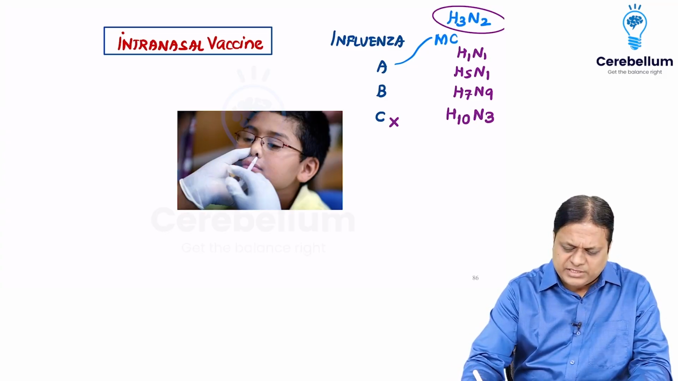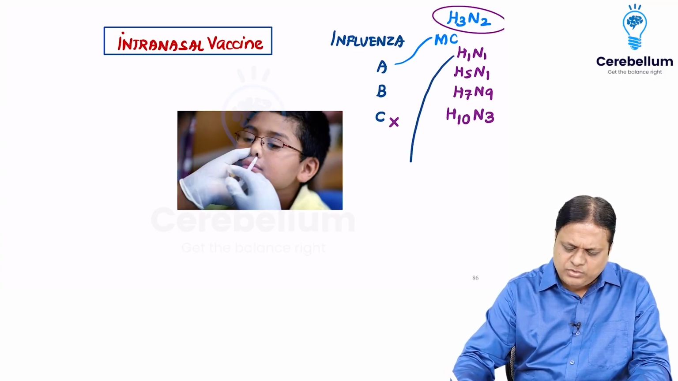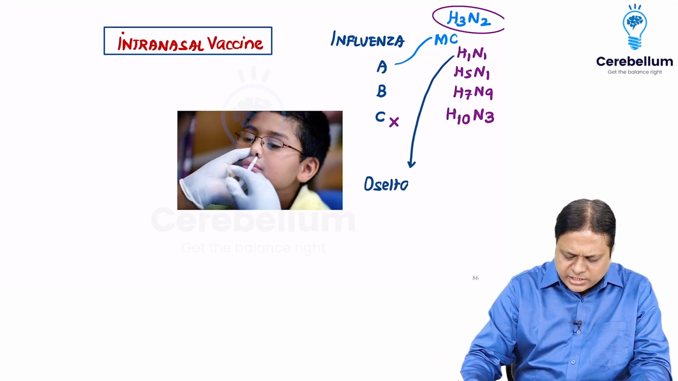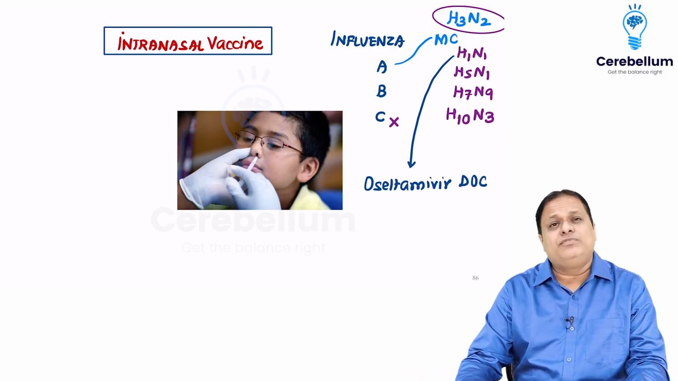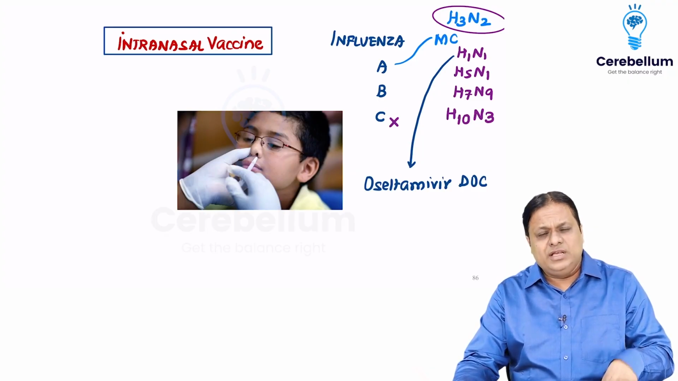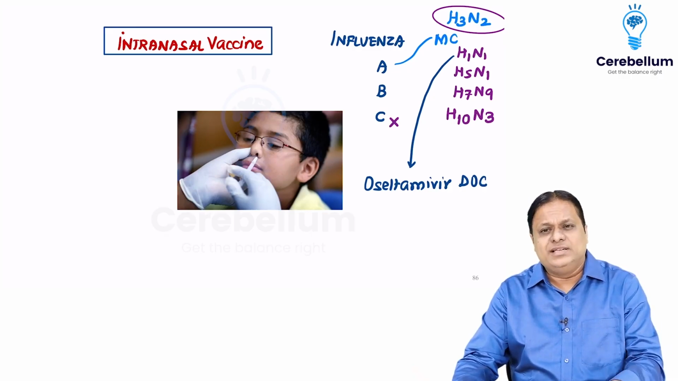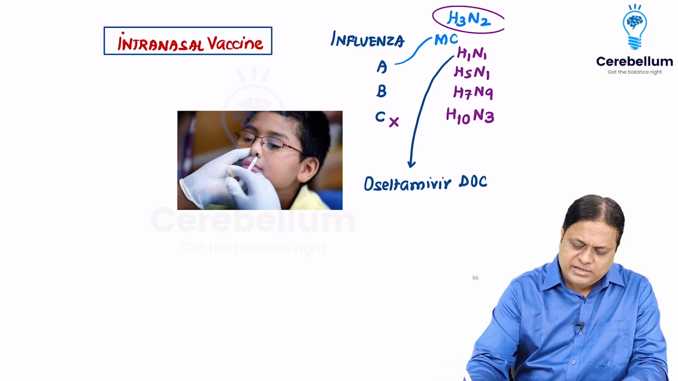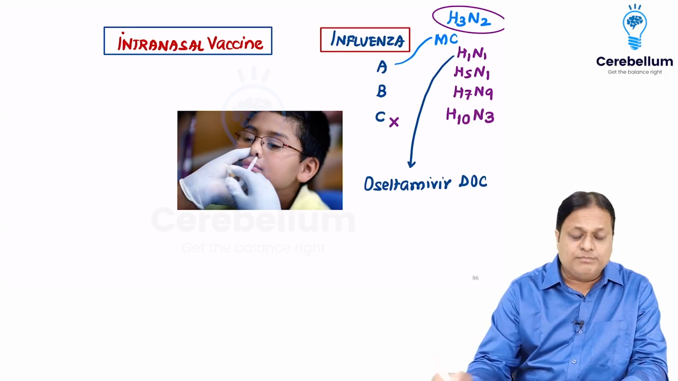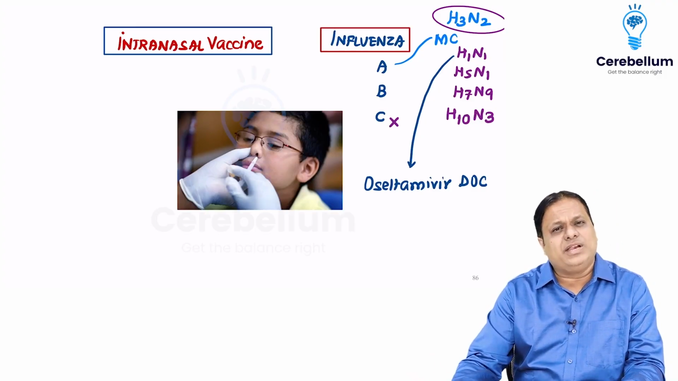When we look at whether it is swine flu or bird flu, the drug of choice is oseltamivir, Tamiflu. For cases, it is 75 mg BD into 5 days. For chemoprophylaxis, it is 75 mg OD into 10 days. We are talking of Tamiflu or oseltamivir as a drug of choice, both for cases as well as chemoprophylaxis.